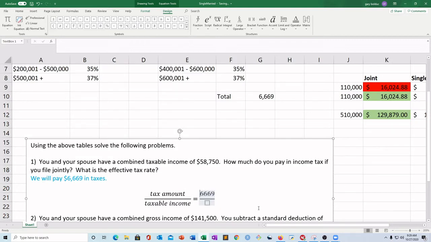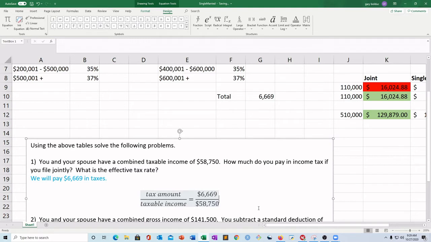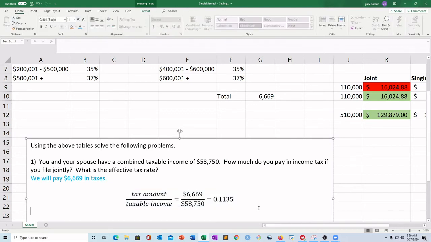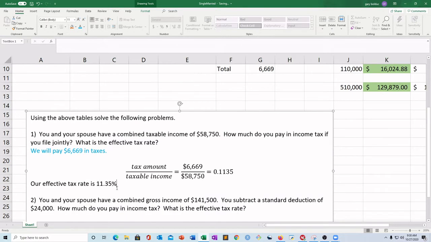Okay, well, that ends up being, put another fraction in there, $6,669, and we could put some units in here, divided by $58,750. Again, how much you paid in tax divided by your total taxable income. And we can do this in the calculator, do a little division, gives me 0.1135. All right, which is our effective tax rate, I'm going to turn that into 11.35%. And blue. We'll make this blue too.